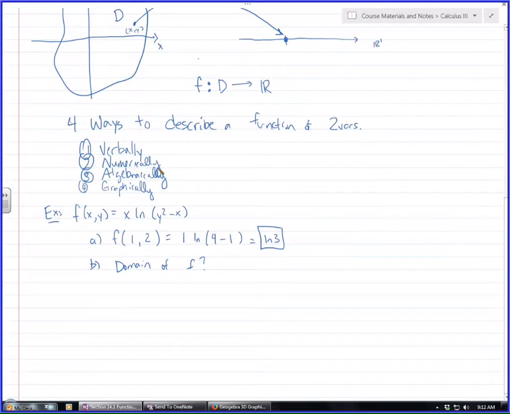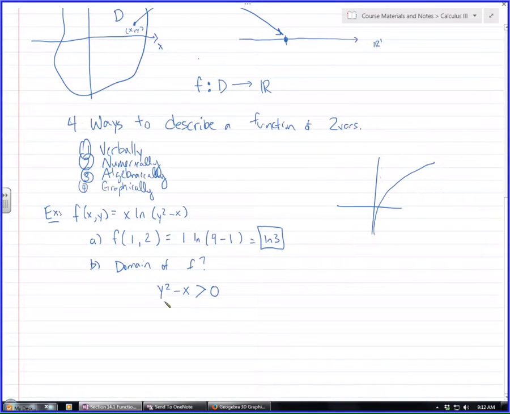Logs always ask the question of what exponent do I have to raise e to to get to that number? Right? But I can't get to a negative number by raising e to a power. So you can't have negatives inside of a logarithm. So you have to remember that the log function, when you graph a log, looks like this, and it looks like that because there's nothing on the left-hand side. You can't plug in negatives into a logarithm. So my restriction is y squared minus x has to be strictly greater than 0.